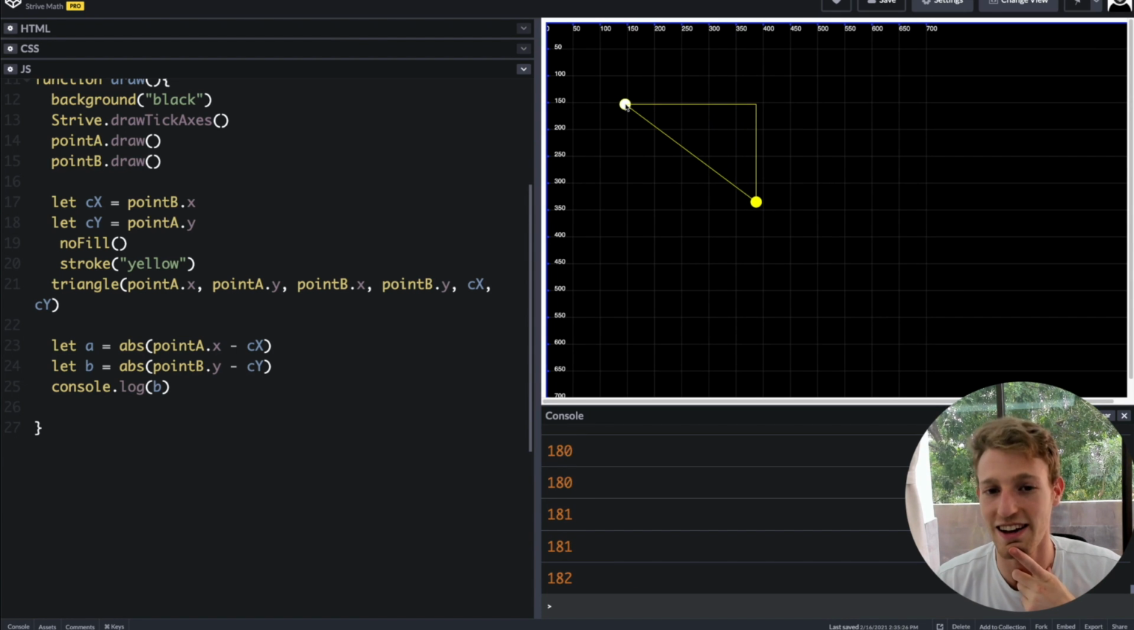In the next part, we'll look at how to label the distances and add the squares.